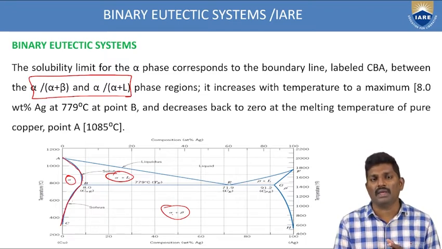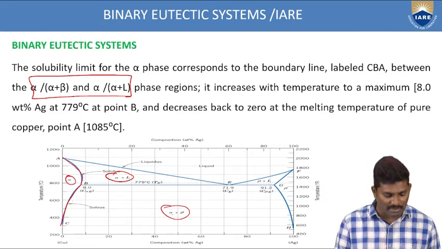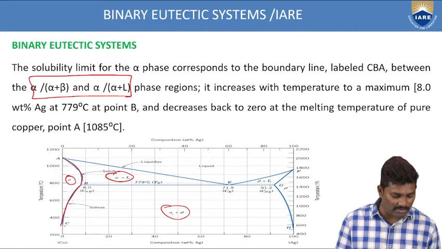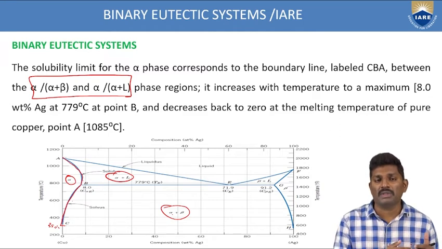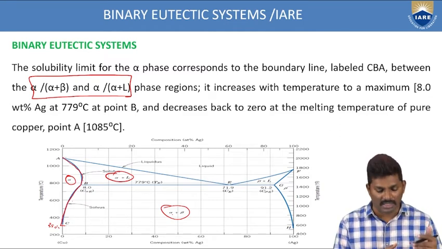Now you have to identify what is happening in this curve: at what point it is increasing, at what point it is decreasing. If you raise the temperature, from point C you are increasing the temperature from around 350 degrees centigrade at this point. Slowly you are increasing the temperature. With respect to the increase in temperature, what is happening here?